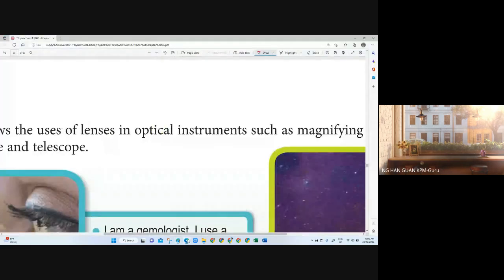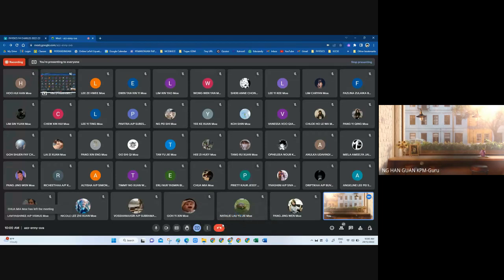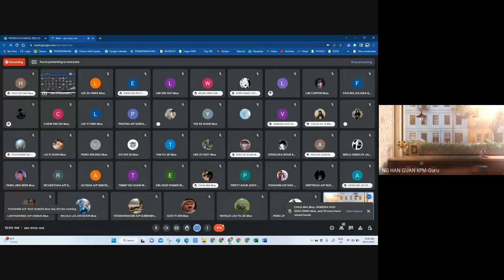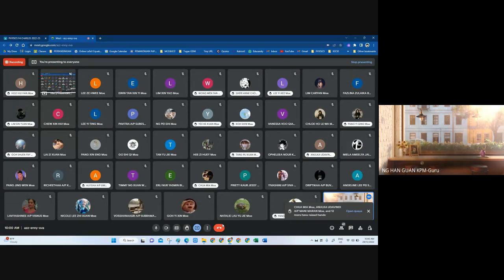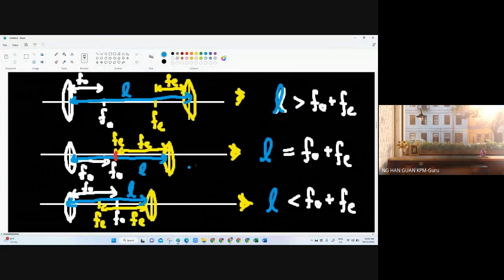Okay. So regarding this arrangement, the length compared to the sum of FO plus FE, either more, equal, or less, can you understand or not? If yes, please raise your hand. Okay, so this is just mathematical. Now, based on these three arrangements, how do we know which one is the design of the microscope and which one is the design of the telescope?